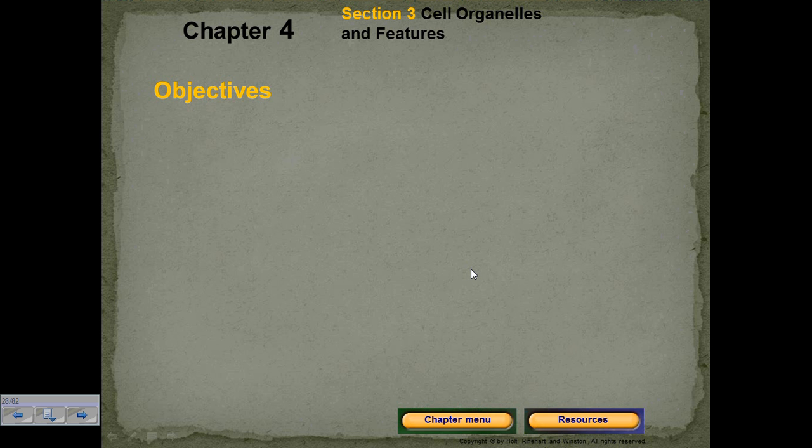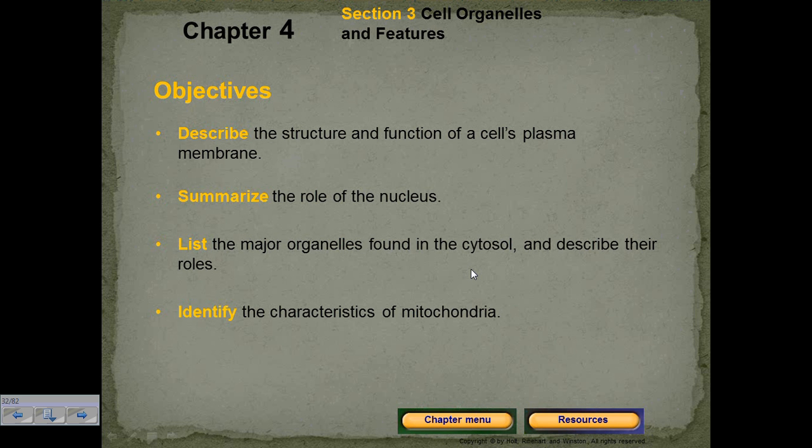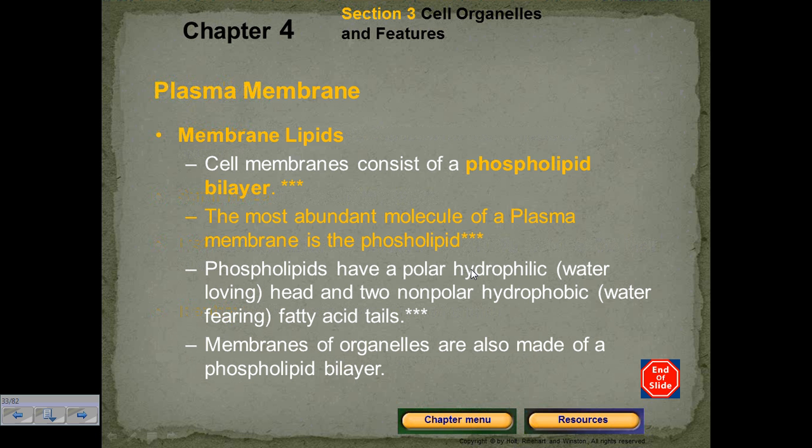All right, so section 3 is going to be starting the organelles, basically, and what all these organelles do, what is their job. Plasma membrane, cell membrane. Yep, same thing. So the first one is the plasma membrane. So cell membranes or plasma membranes, same thing.